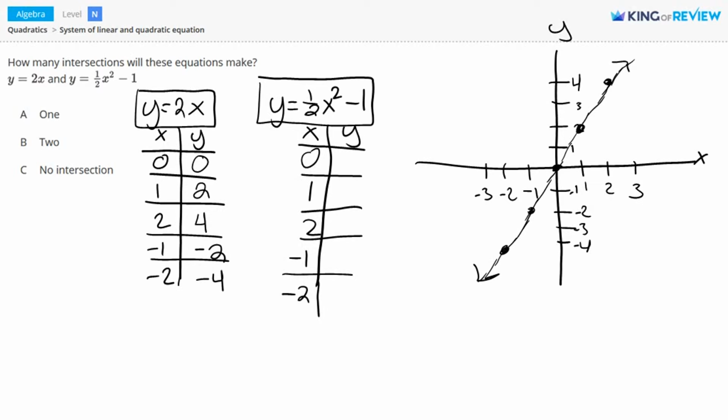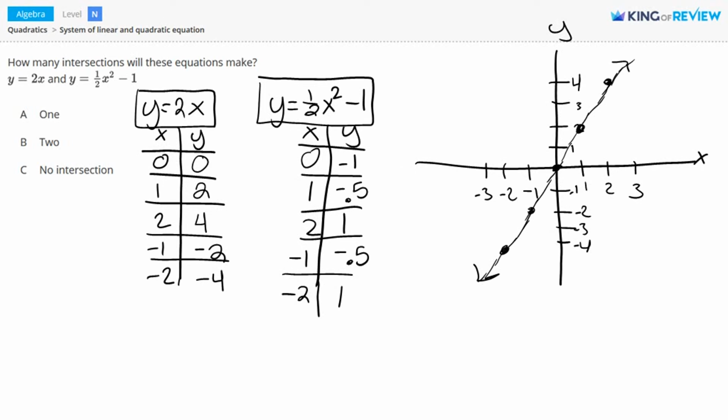When x equals 0, I have y equals 1/2 times 0 squared minus 1. This gives me a y value of -1. When x is 1, I get a y value of -0.5. When x is 2, I get a y value of 1. When x is -1, I get a y value of -0.5. And when x is -2, I get a y value of 1. So now I have the points and I'm ready to plot them on the same coordinate plane.